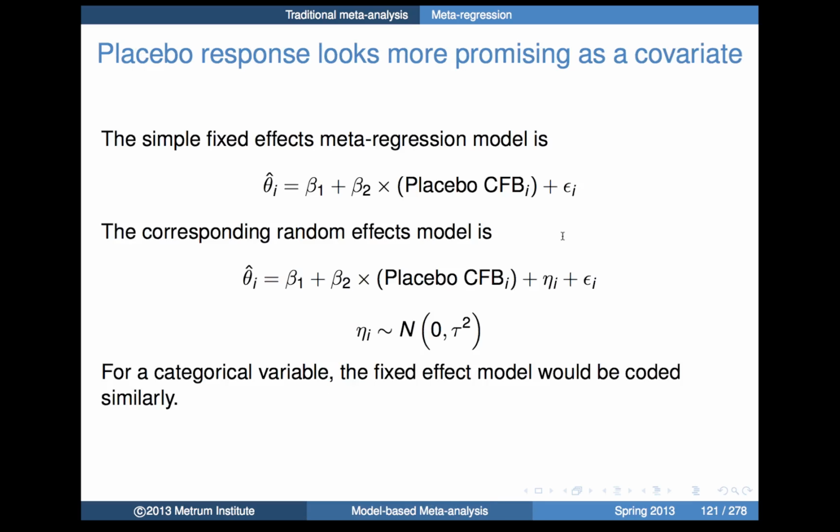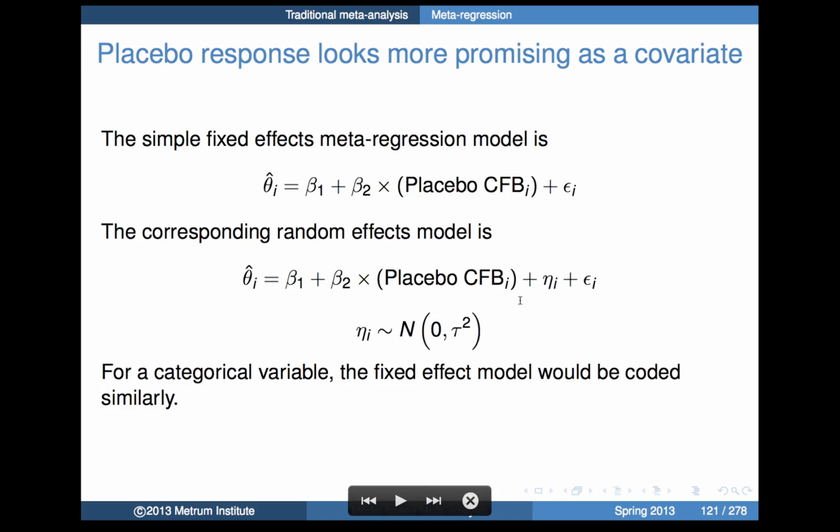So if we were to do that, then our fixed effects meta-regression model would look something like this. The difference from placebo in the ith study, that's theta hat i, is equal to beta 1 plus beta 2 times the change from baseline in the placebo group in the ith study, plus our residual epsilon i. I've changed my notation slightly, but beta 2 now is the effect of the average placebo effect change from baseline moving by 1%.